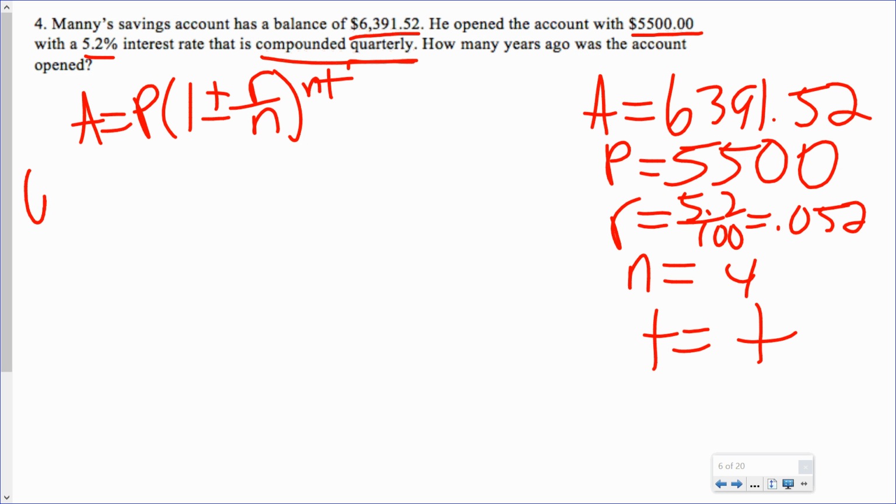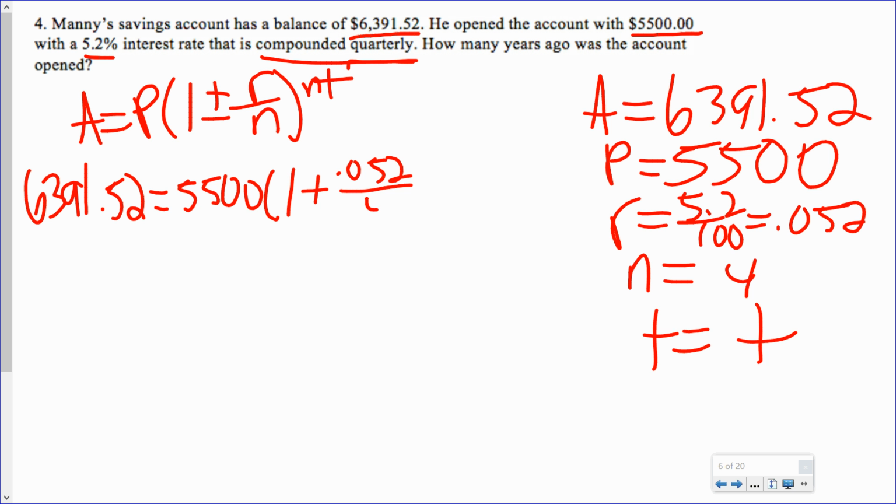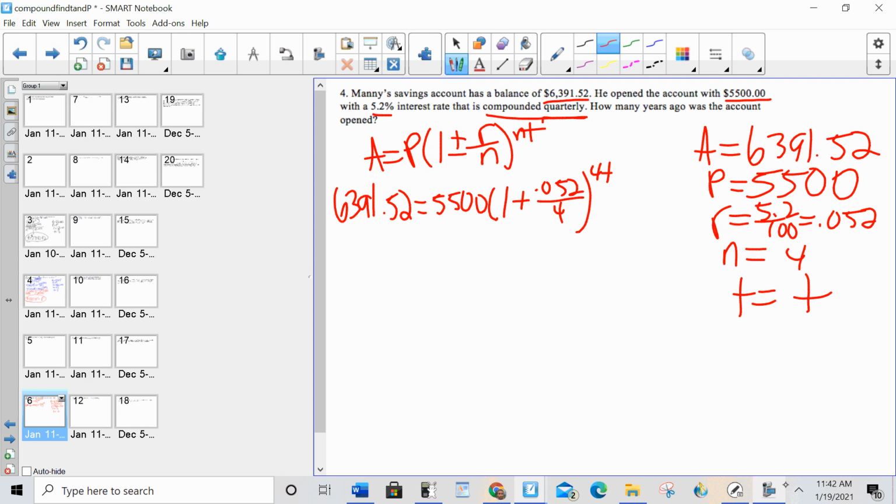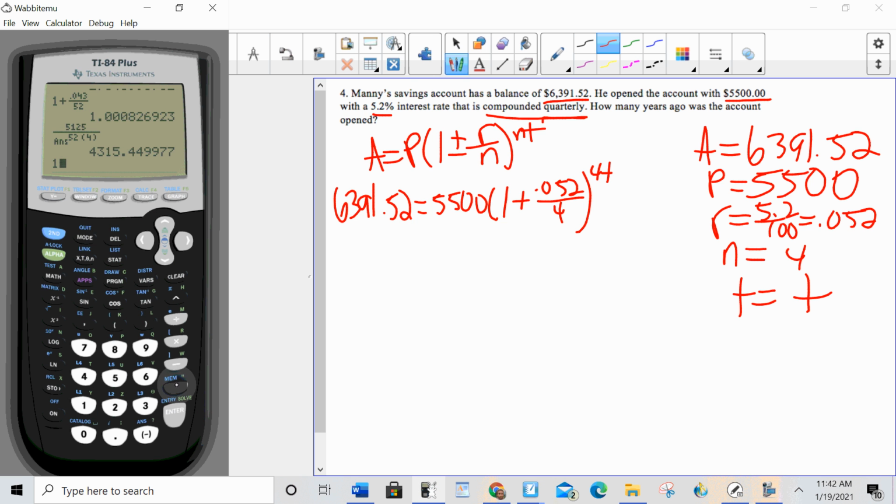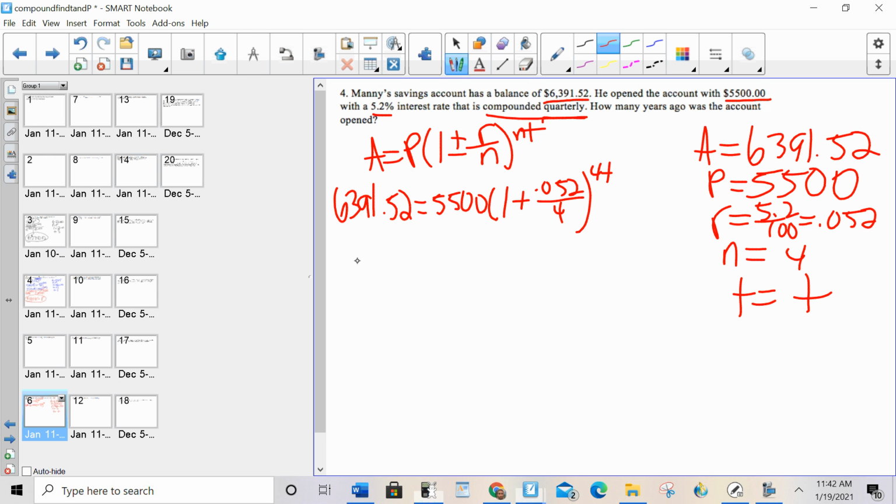So 6,391.52 equals 5,500 times, it's interest, so it's plus, 0.052 over 4 to the nt, for t. Do what's inside the parentheses. 1 plus 0.052 over 4 is 1.013.